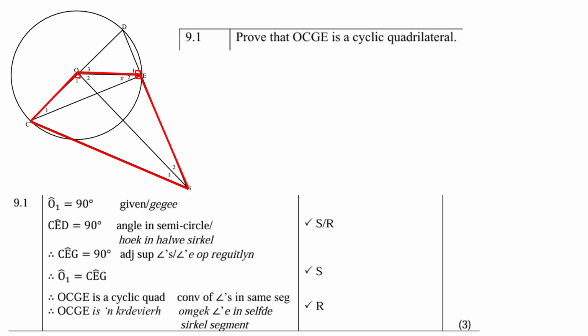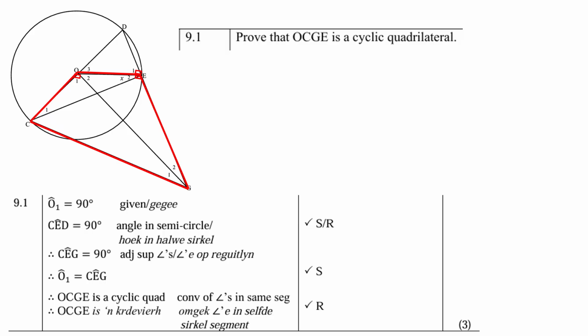Right, question 9.1. Prove that OCGE is a cyclic quad. I've demarcated OCGE in red. Now always remember, when is a quad a cyclic quad? There are different situations. Let's see which one is applicable here.